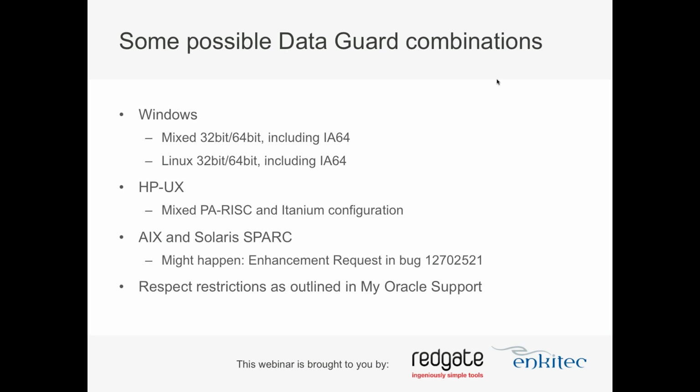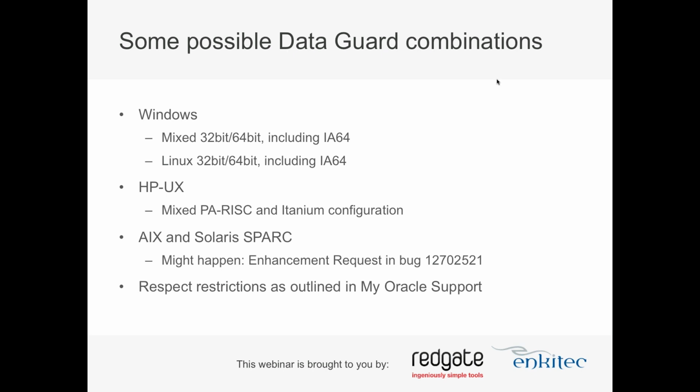Linux, the same thing, 32-bit, 64-bit, including Endianness, even though, again, with Endianness that has very little practical relevance at the moment. HPUX, you can mix PA-RISC, which has been replaced with the Itanium processor, so you could use DataGuard to migrate off your PA-RISC HPUX system and onto Itanium.